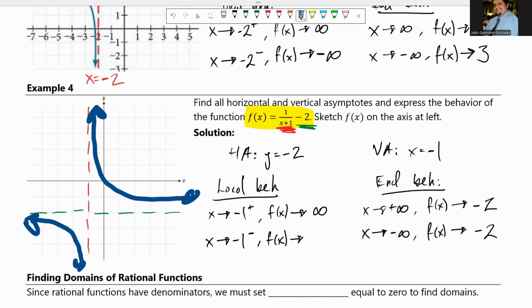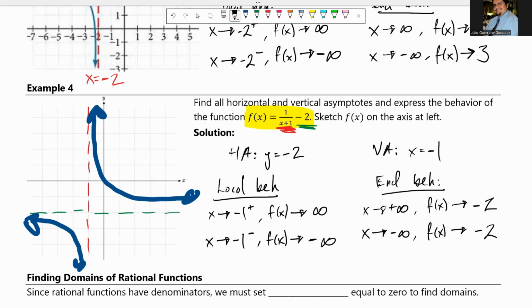On the other hand, if we go to -1 from the negative side, we can see that those y values are going to negative infinity. Done.